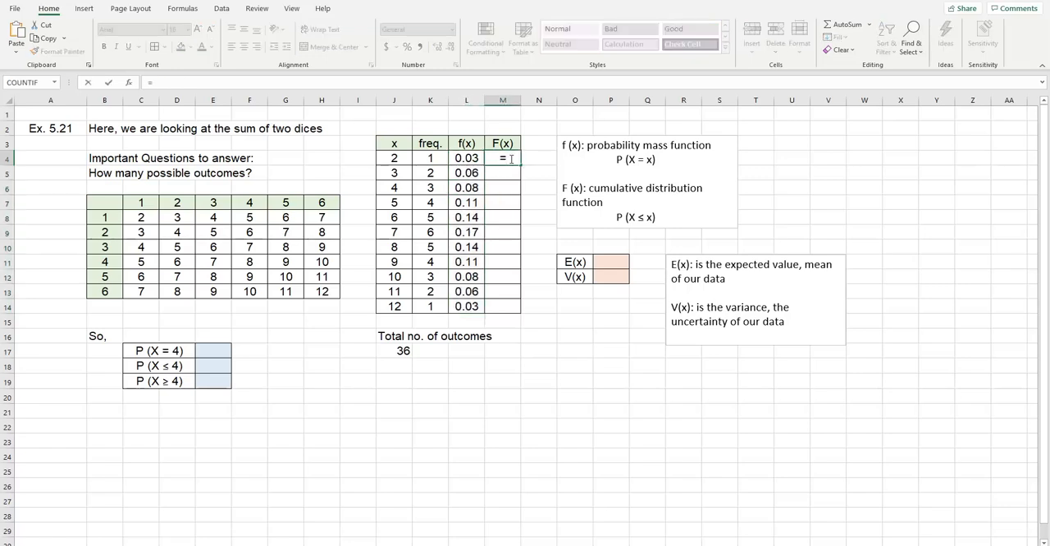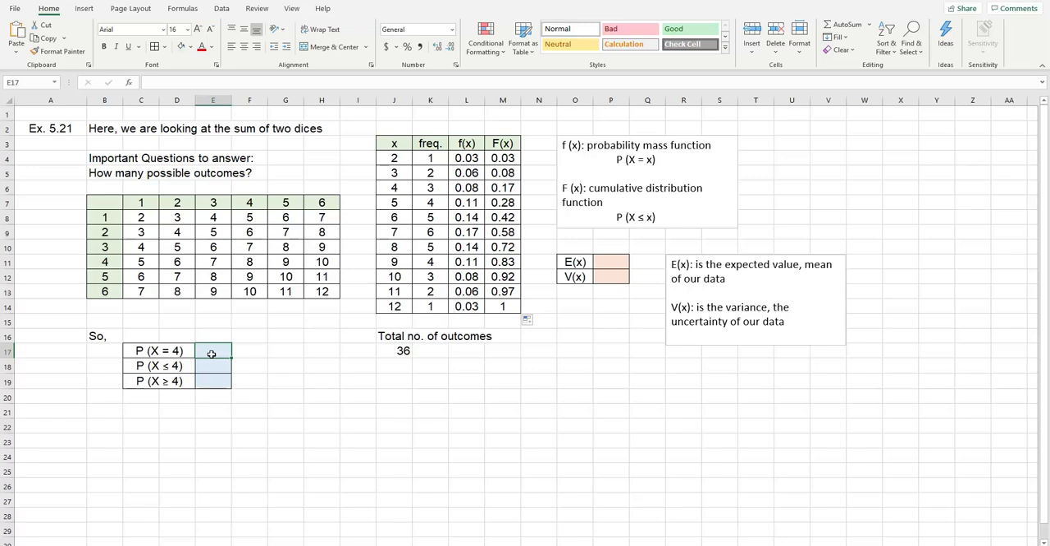To find our cumulative distribution function, or cumulative probability, for the first value we just take it as it is, and from the second value we take the value above and add it to the value on our left, and drag this down. That gives us our discrete probability distribution table. Now, we can use this table to find out the probabilities of certain sums.